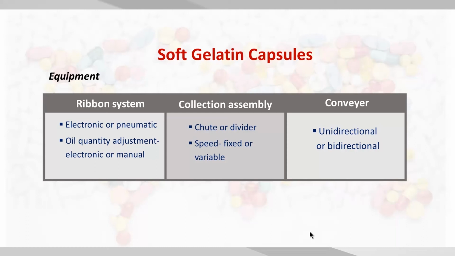Then the collection assembly follows after the ribbon system. The collection assembly could be of a chute or a divider. For the speed of that collection assembly, you can use a fixed or a variable speed as per your convenience. The conveyor is the lowermost part of the soft gelatin capsule filling equipment. The conveyor could be a unidirectional or a bidirectional one.